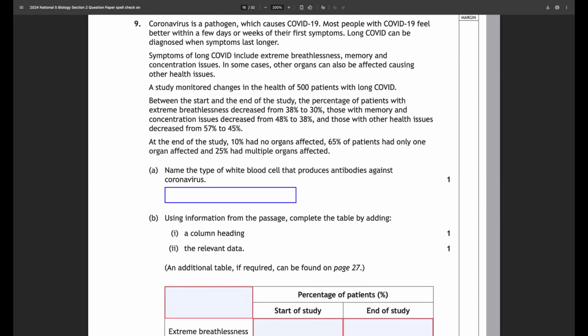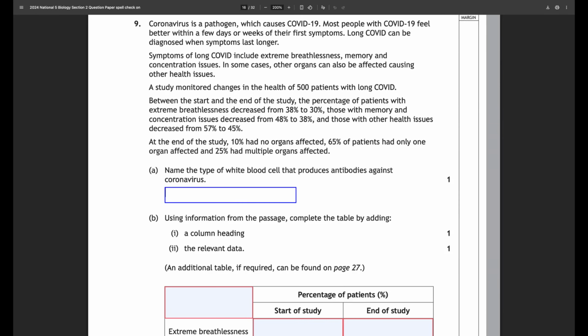A study monitored the changes in the health of 500 patients with long COVID. Between the start and the end of the study, the percentage of patients with extreme breathlessness decreased from 38% to 30%. Those with memory and concentration issues decreased from 48% to 38%. And those with other health issues decreased from 57% to 45%. At the end of the study, 10% had no organs affected, 65% of patients had only one organ affected, and 25% had multiple organs affected. So lots of information there from that passage.